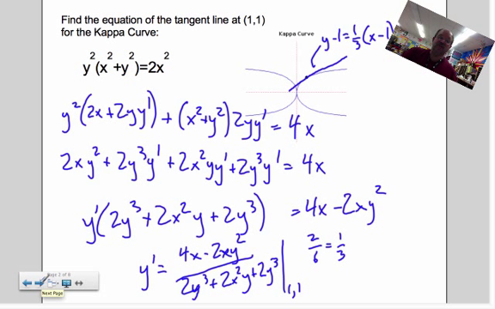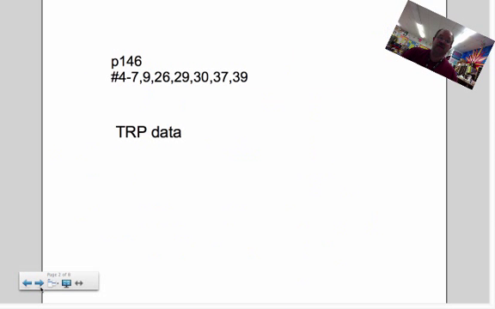Okay, using implicit differentiation. It's long, there's lots of places for little mistakes. Take your time, write them all out. Make sense of it. That's it. Those are the problems you're going to see. The Tootsie Roll Pop data we've done already, I'm pretty sure by this point, so you'll be needing that pretty darn soon. So, that's it.